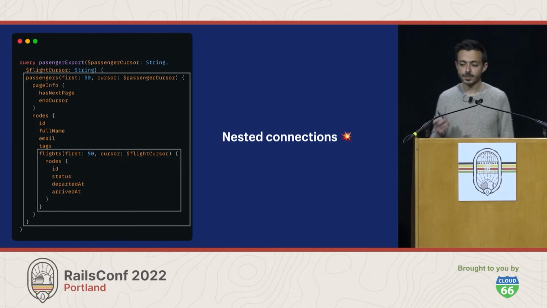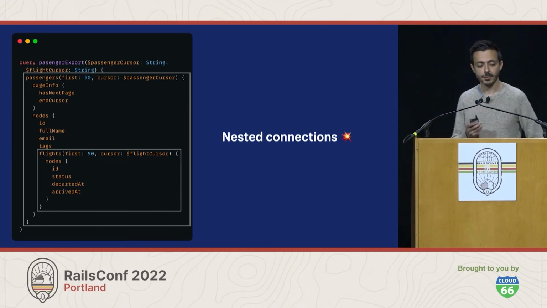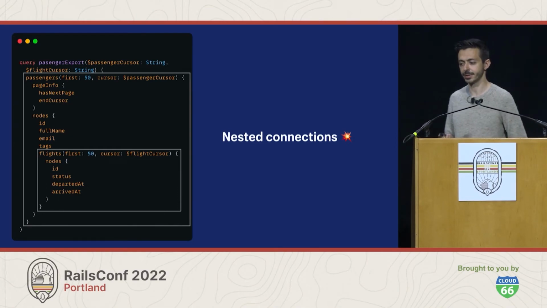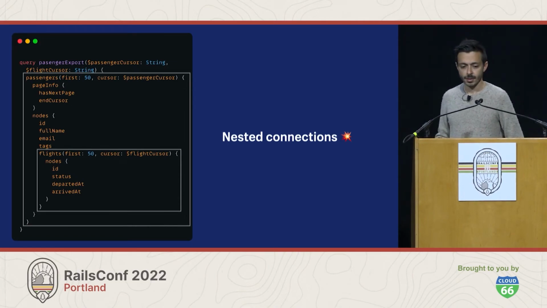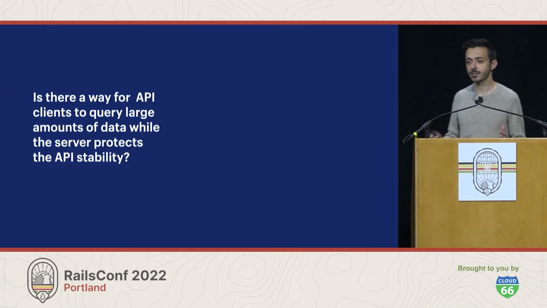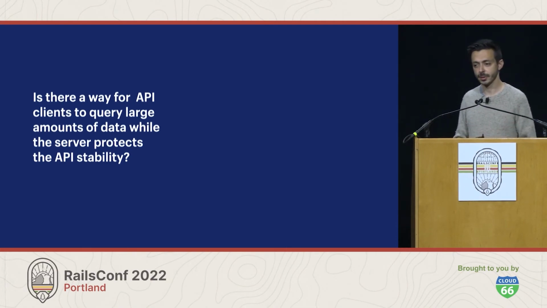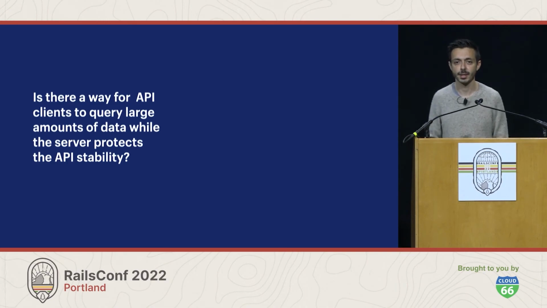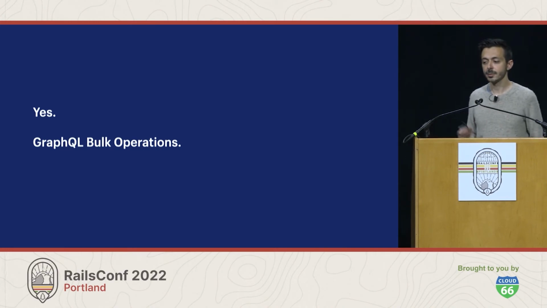And if they want to export data, for example, the flights for each passenger, now they have nested connections. They have nested pagination. This gets unsustainable very quickly. So is there a way to export large amounts of data while keeping the server stable with a good response time, without overwhelming the server, and also doing this in a very efficient way? For this, we can use bulk operations.